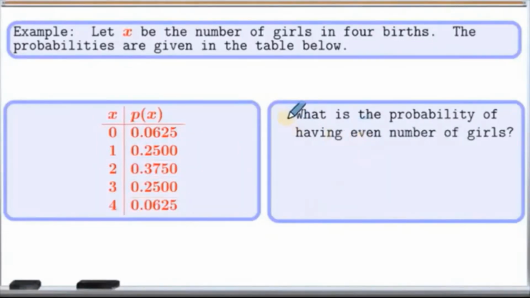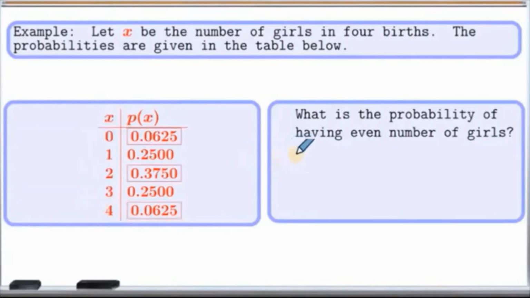Now let's look at this question here. Here we need to find out what is the probability of having an even number of girls. So for us to answer this question, we will look at probabilities when x equals 0, when x equals 2, and when x equals 4. Okay? So we will have probability of 0 plus probability of 2 plus probability of 4.